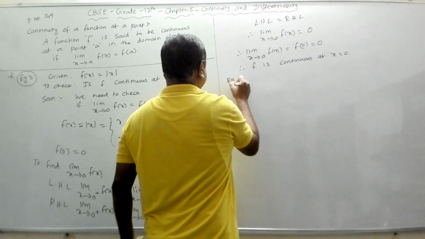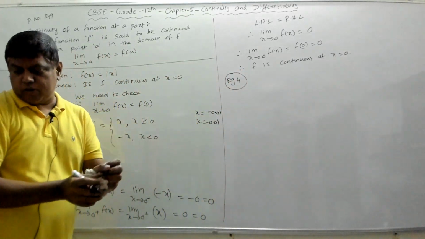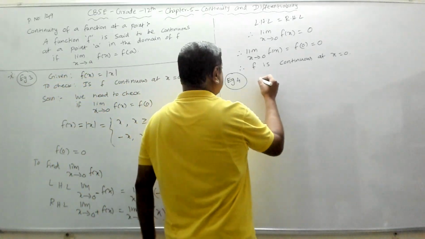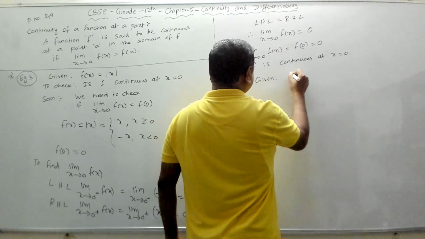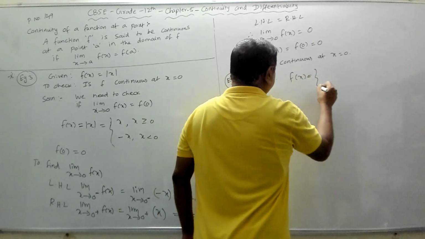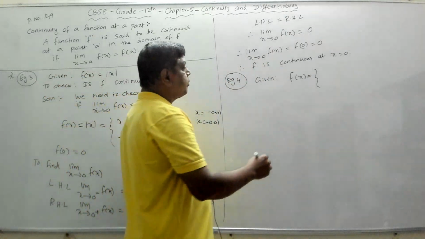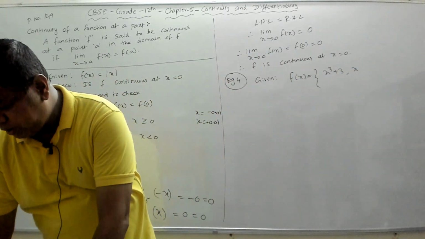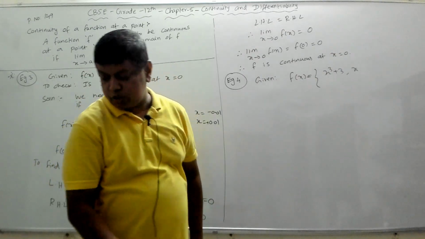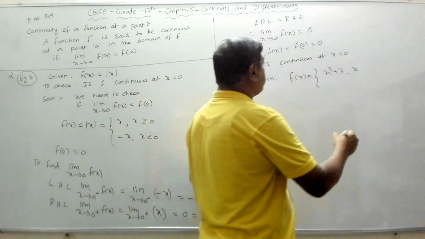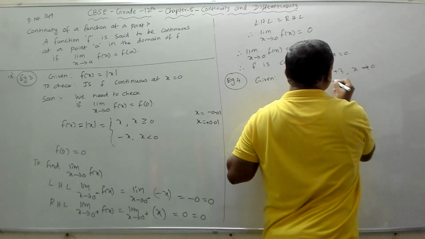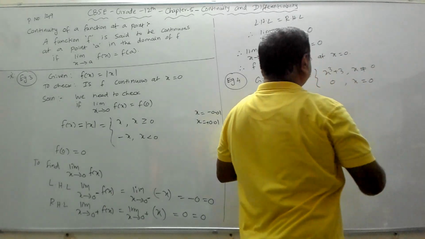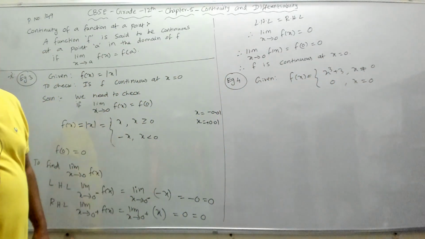Example 4, EG4. EG means example. Show that the function is not continuous at x equal to 0. So what is given? The given function is f of x is equal to x cube plus 3 when x is not equal to 0, and it is equal to 0 when x is equal to 0.